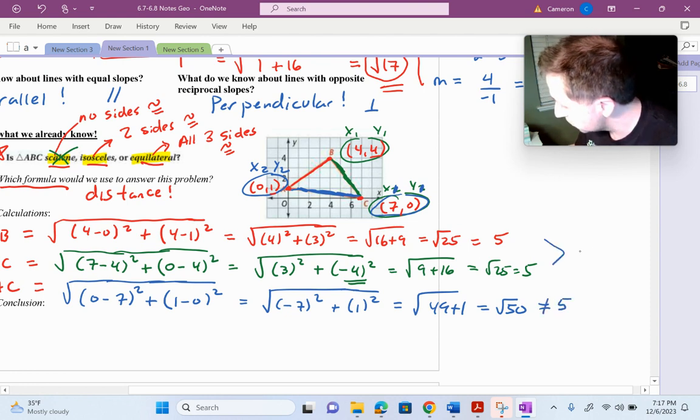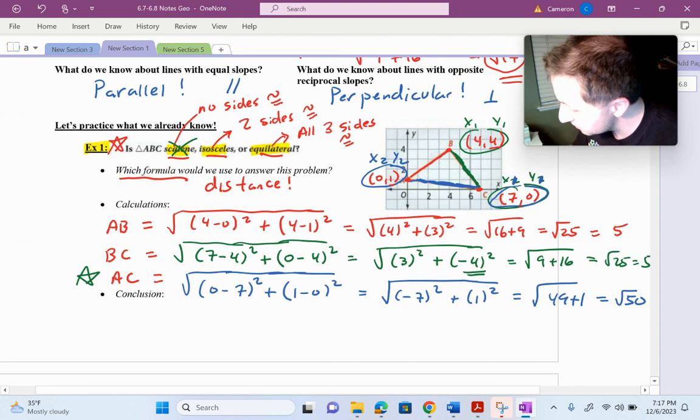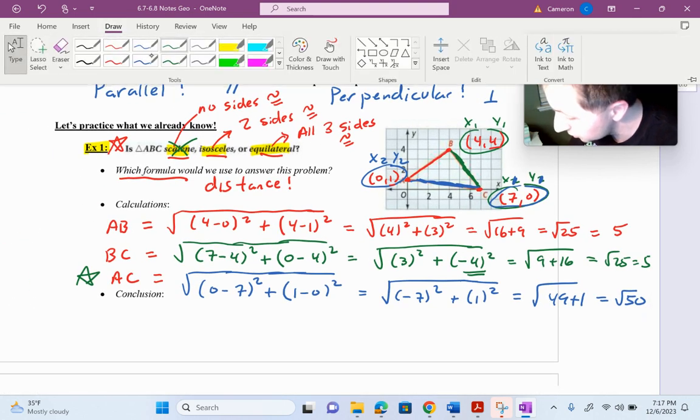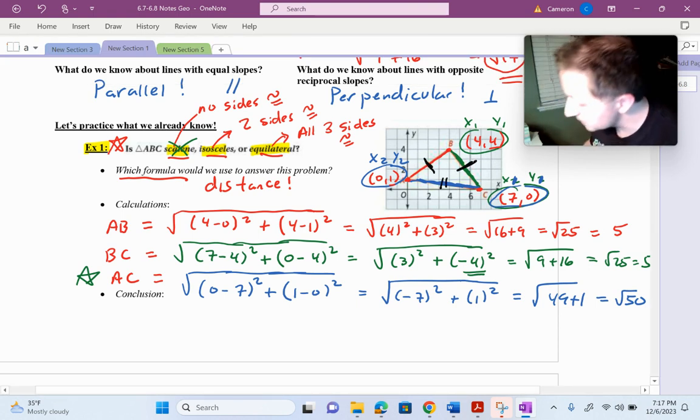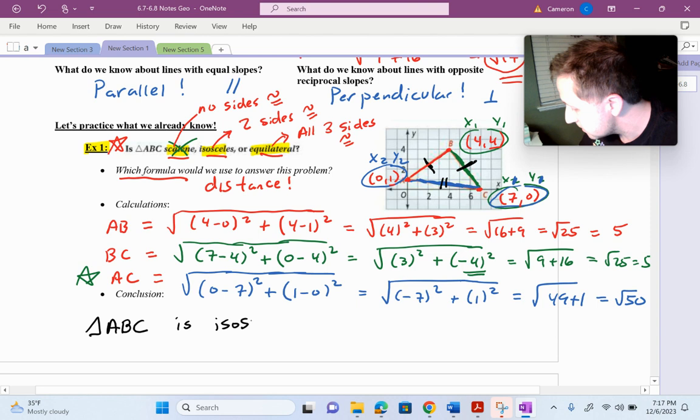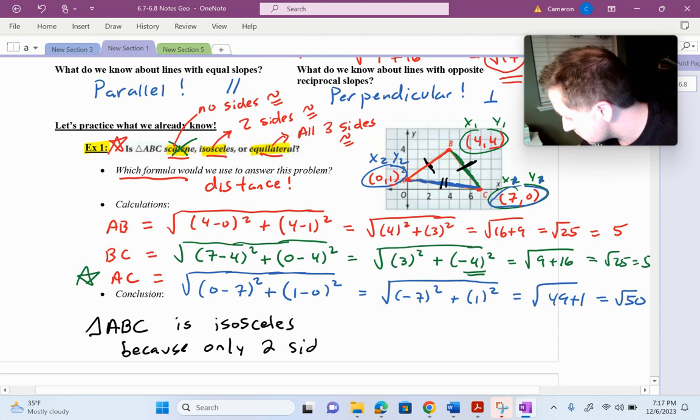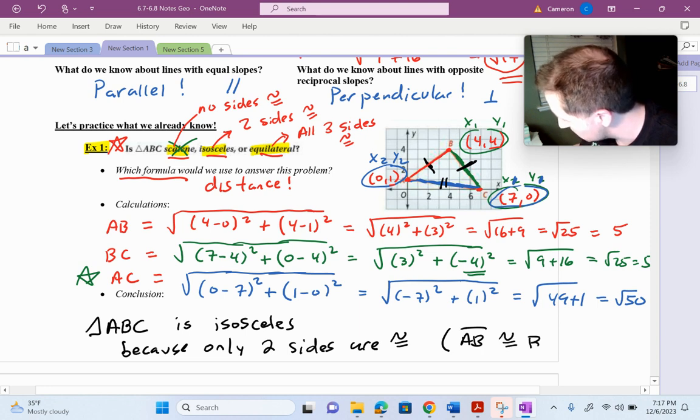So these two are a match. This one is not. Two sides have the same length. I'm actually going to mark them in the picture. I'll use black. This side and this side had the same length and this side did not. So it's not equilateral. So I would write my conclusion, triangle ABC is isosceles because only two sides are congruent. And those two sides are AB and BC.